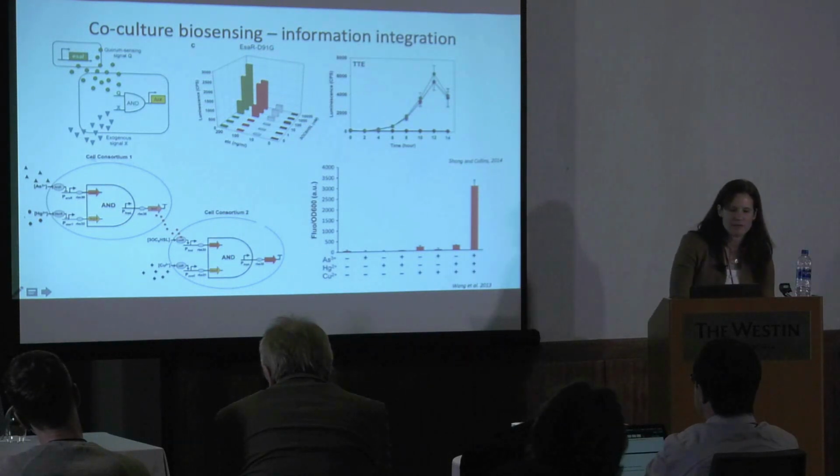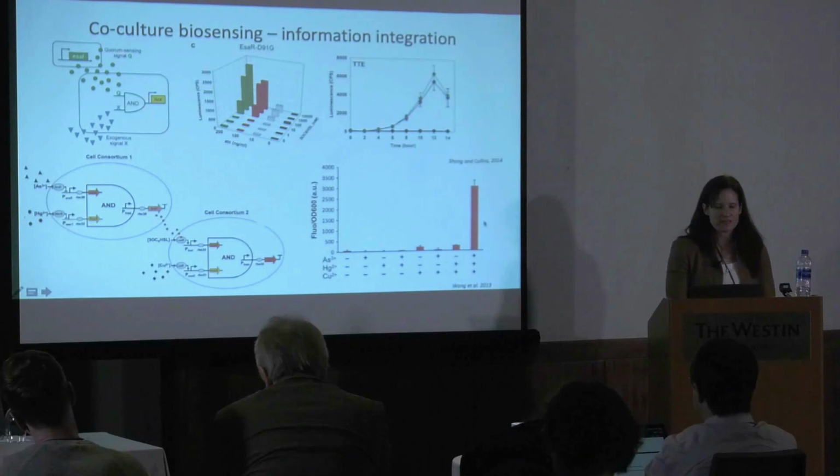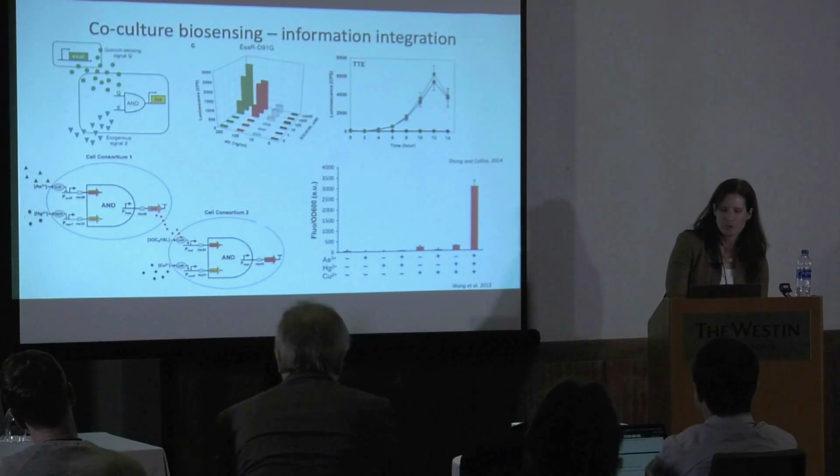And then other groups have taken a similar concept, and you can actually put AND gates in multiple organisms in a row in order to detect combinations of different molecules. And only when everything is present do you see that kind of output you're looking for.